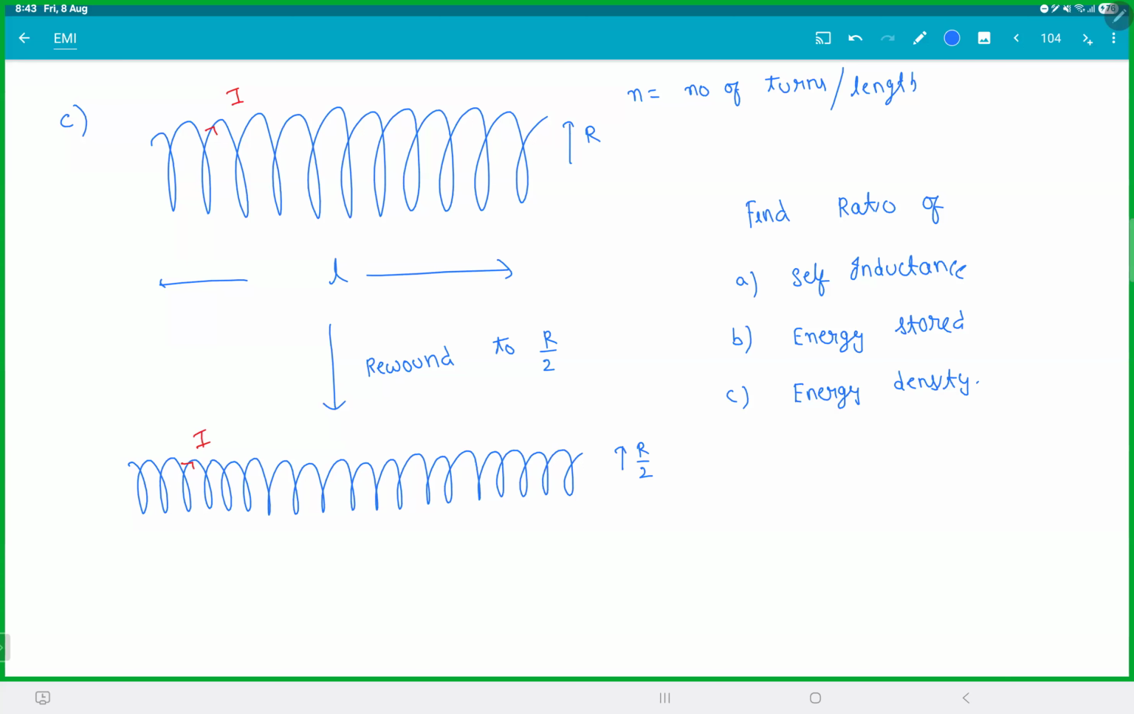Let's see. 1:2. Anyone else? 30 seconds more.